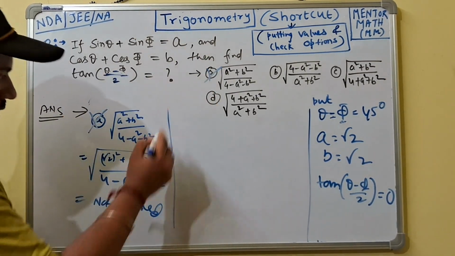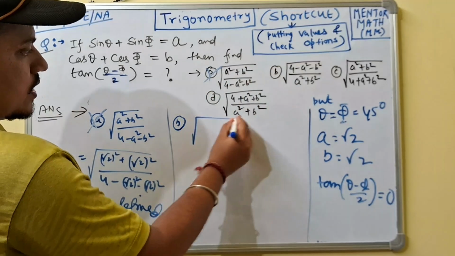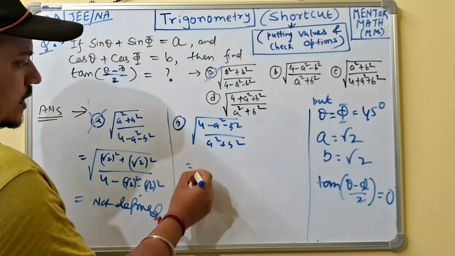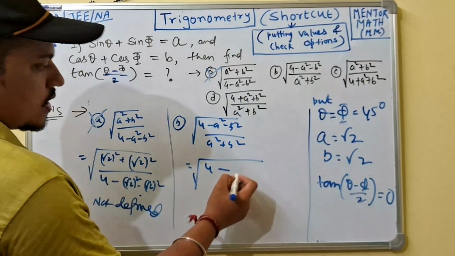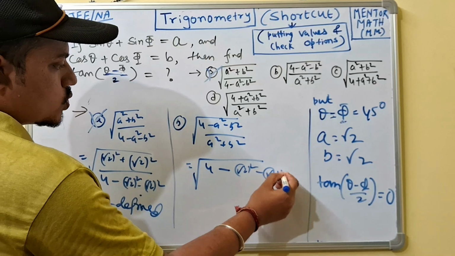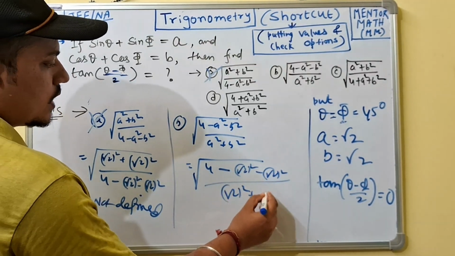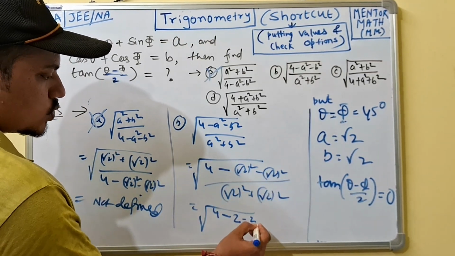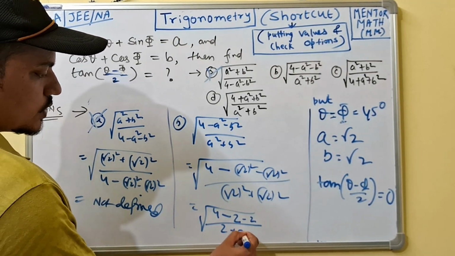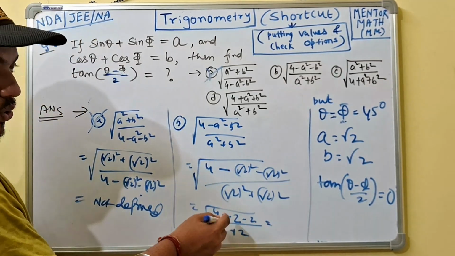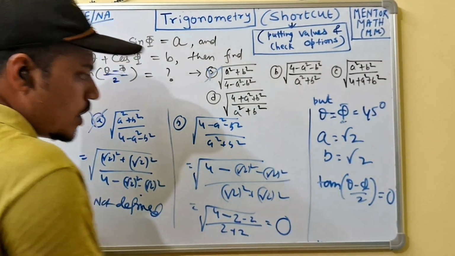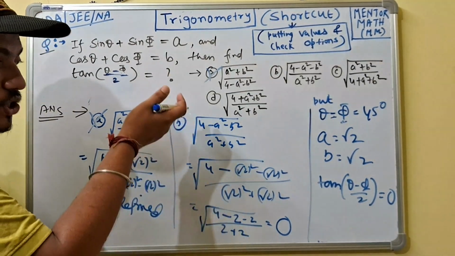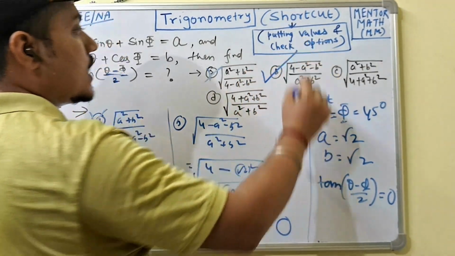Now comes to your second option, option B. Check root of (4 minus a square minus b square) by (a square plus b square). Look at this form also. 4 minus a square means root 2 square, b square means root 2 square, divided by a square plus b square, root 2 square plus root 2 square. So we got 4 minus 2 minus 2 in the numerator, divided by 2 plus 2. Now you see that the numerator is 0. Numerator 0 means this quantity becomes 0, and our requirement is to find which option gives 0 value. Clearly this option gives the 0 value.